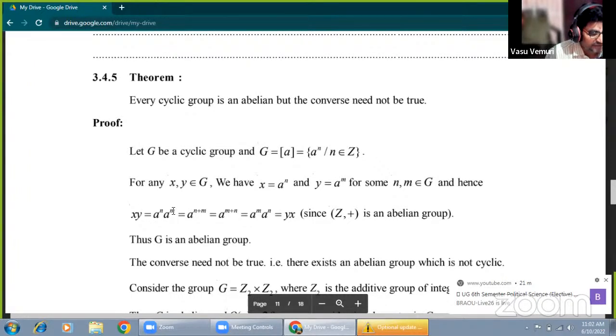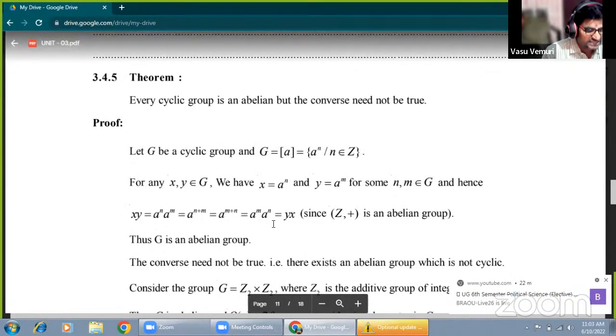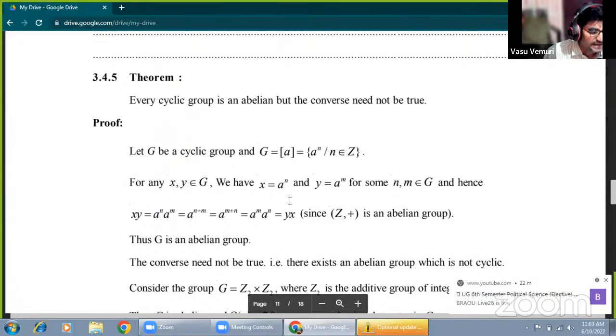n plus m, since it is abelian, can be written as m plus n. By the commutative property, n plus m can also be written as m plus n. So this is a power m plus n, and at the same time it can also be written as a power m into a power n. a power m is y, a power n is x. Simply xy equals yx. Now the commutative property is satisfied. Hence Z under addition is an abelian group.